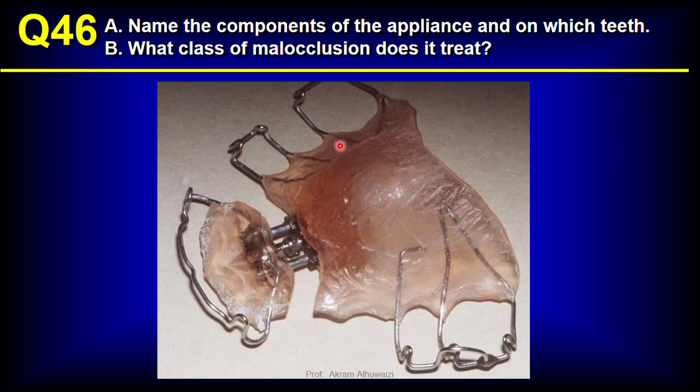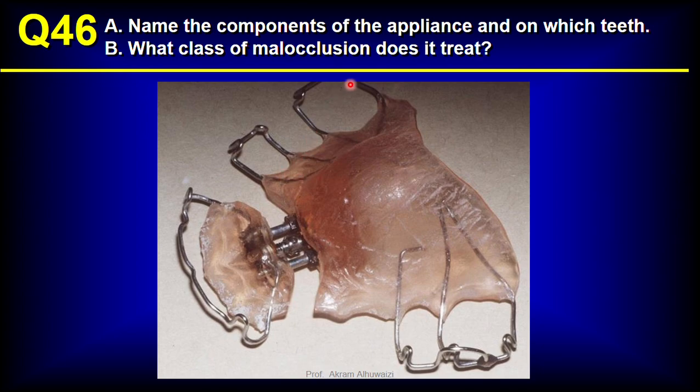Name the components of the appliance and on which teeth they're seated. Here you would say the active component is a screw. The retentive components are Adams clasps seated on 6, 4, 6, and 5 with a fitted labial arch on 1, 2, and 2, 1. Don't forget to mention the acrylic.